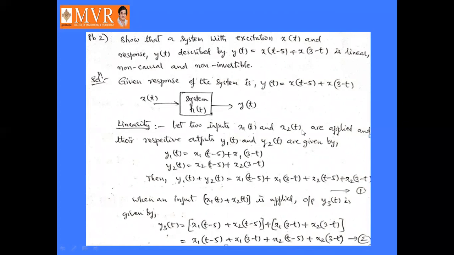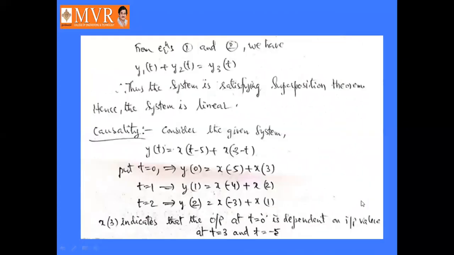Okay, equation number 2. Then from equations 1 and 2, we have y1 of t plus y2 of t whole will be considered as y3 of t. Thus, the system is satisfying the superposition theorem. Hence, the system is linear. Scaling property, it also satisfies the scaling property here, right? So, it satisfies both scaling as well as superposition theorems. Then it will become a linear system.